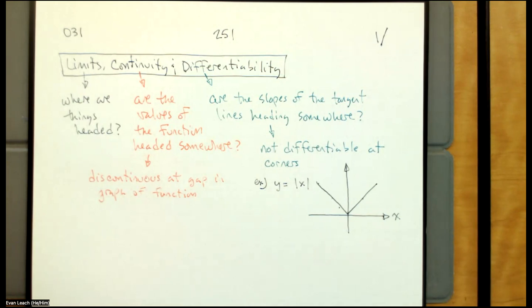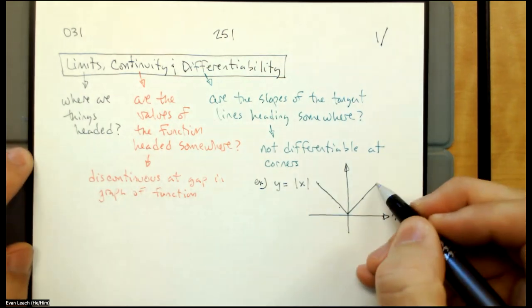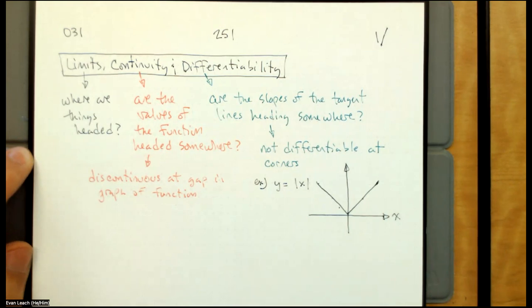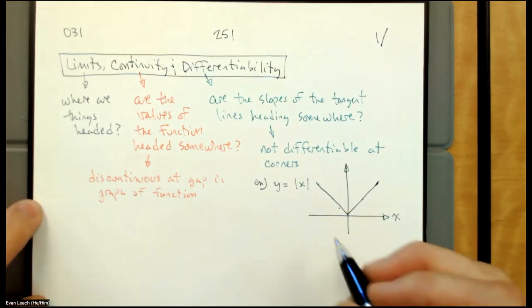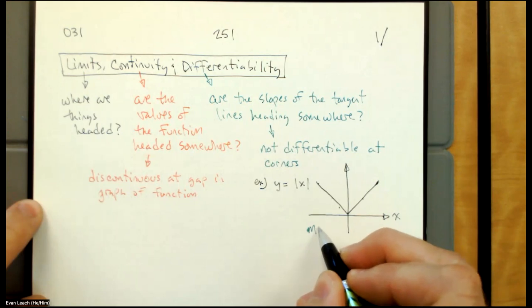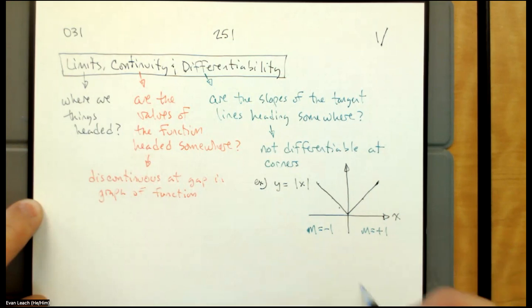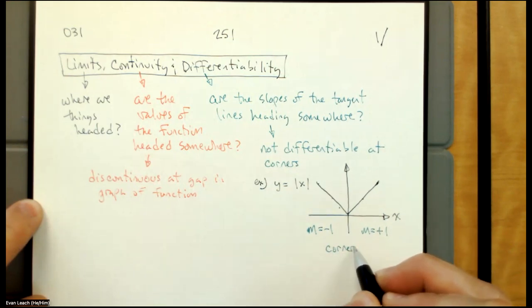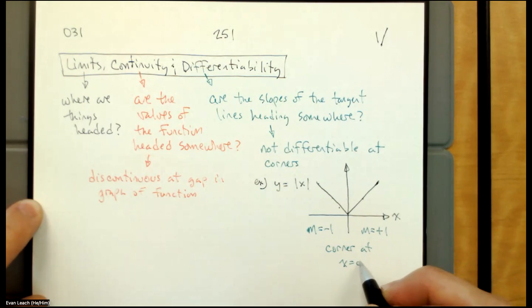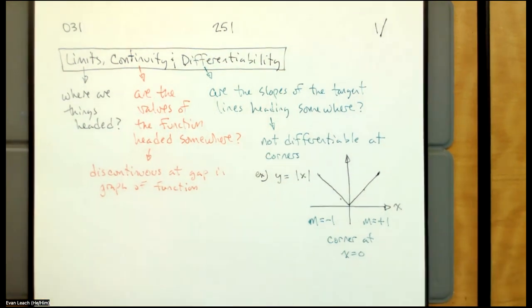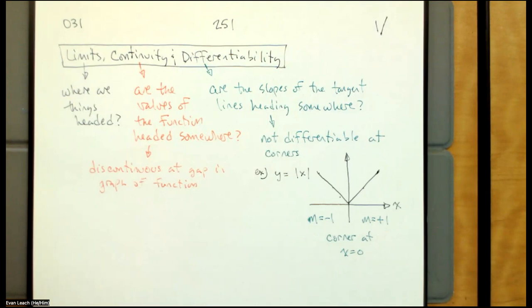In the graph of y equals absolute value of x, the slope coming into 0 is -1. The slope coming out of 0 is +1. So we have this corner, this sharp corner at x equals 0. This is what's not smooth, not differentiable.